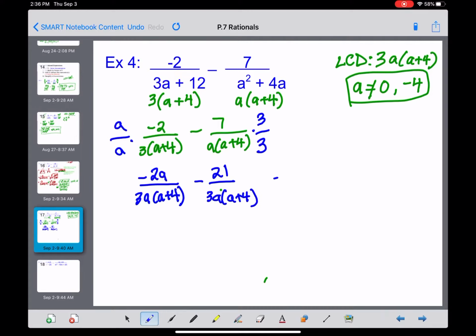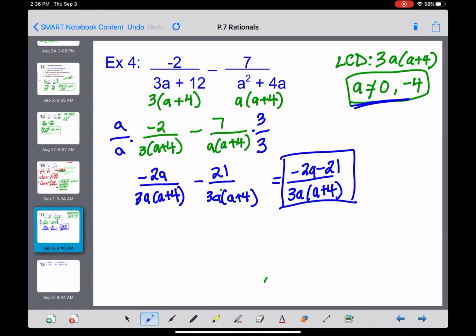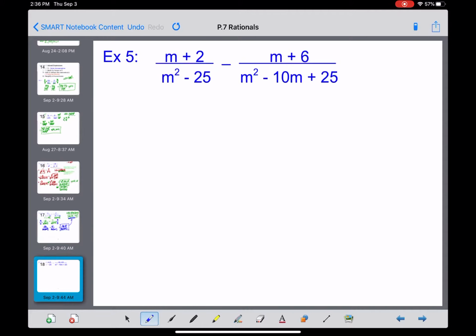My LCD is on both of those. And so I'm going to add the numerators. So I have, I guess, negative 2a minus 21. There's nothing to really factor out, so that is my final answer with that disclaimer up there. 0 and negative 4 cannot equal a.